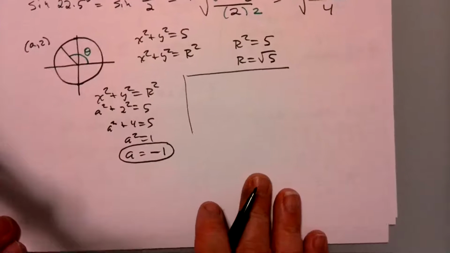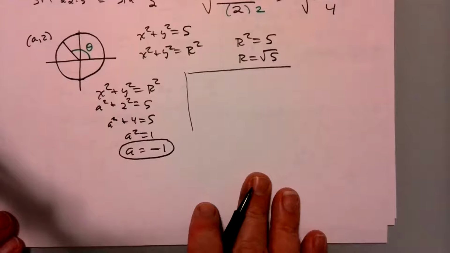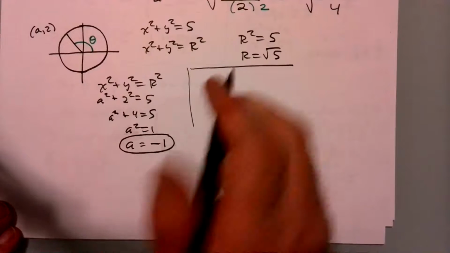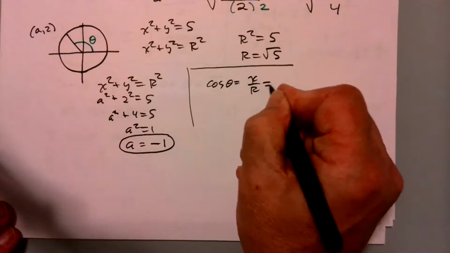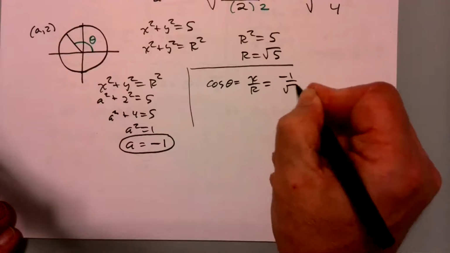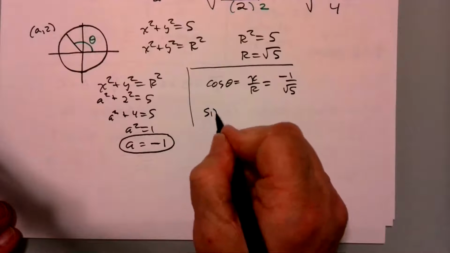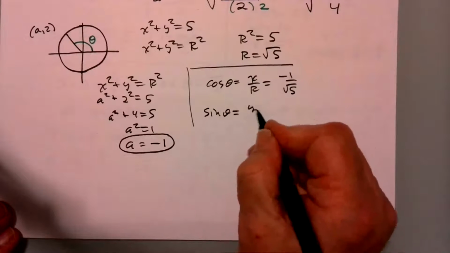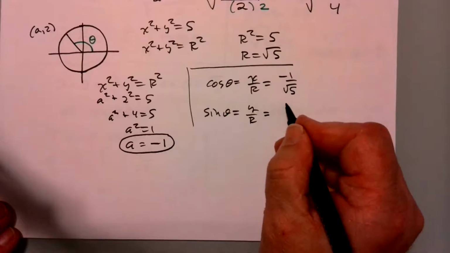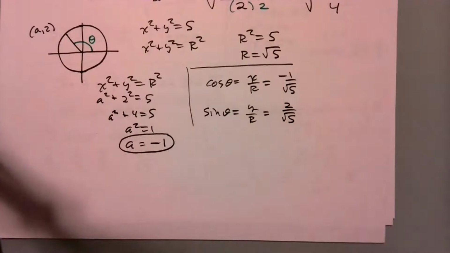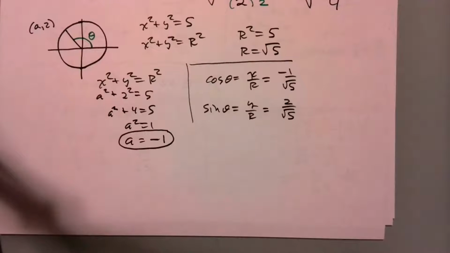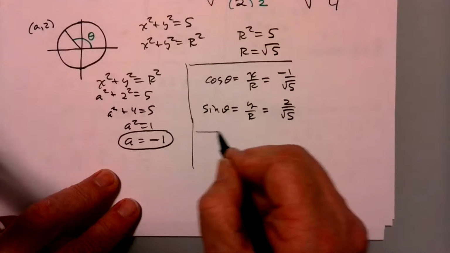So what do we know about that if we know that a is equal to -1? The x value over r is cosine. Cosine theta is x over r, so it'll be -1 over root 5. Sine of theta will be y over r, so y is 2, so we have 2 over root 5. And then knowing this, we should be able to get sine of 2 theta and cos of 2 theta. So let's quickly do those.